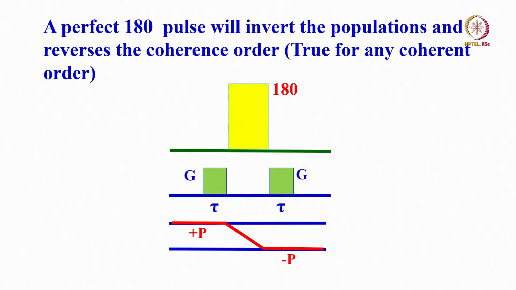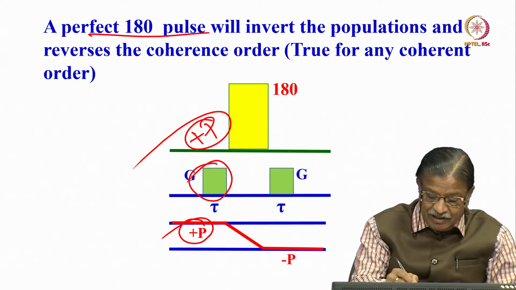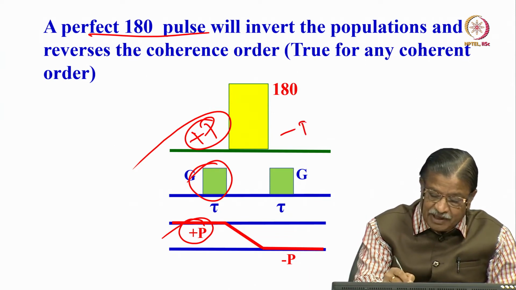Gradients can be used as refocusing pulses. What is the meaning of a refocusing pulse? A perfect 180-degree pulse, what does it do? As I told you earlier, a 180 pulse will invert the population. When it inverts the population, it reverses the coherence order. For example, before the 180 pulse I have a coherence order plus P chosen here, and then I have a gradient G before the 180. After applying the 180 pulse, the coherence order immediately after that will become minus P.